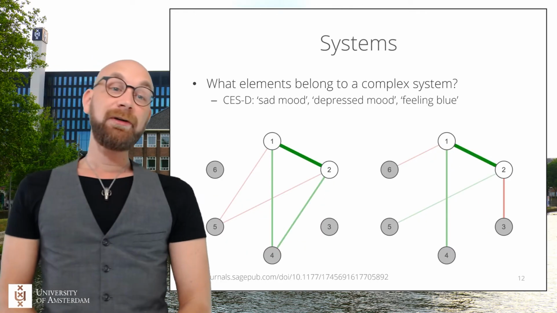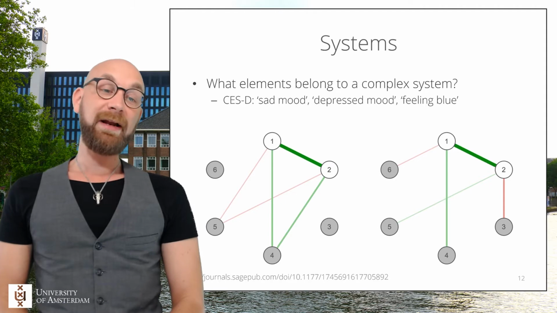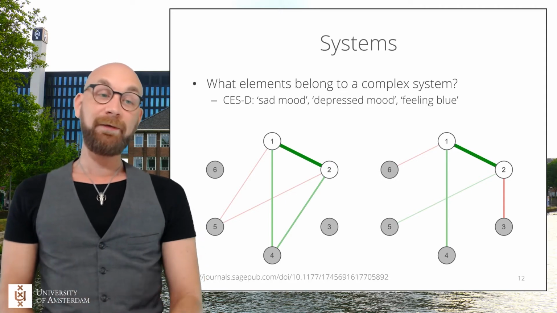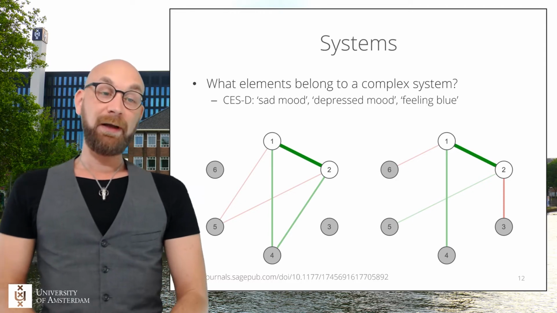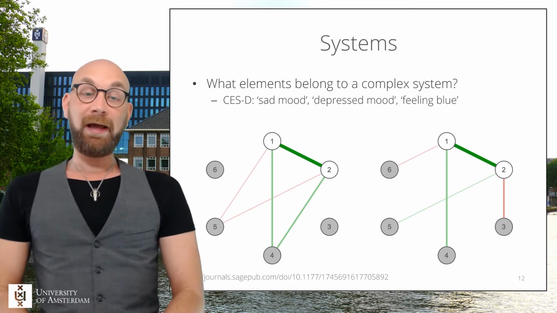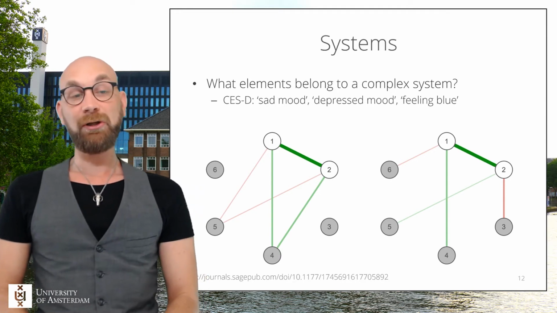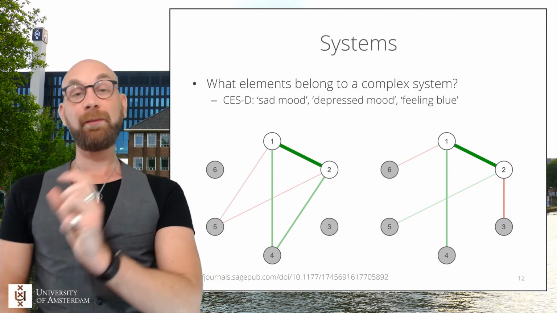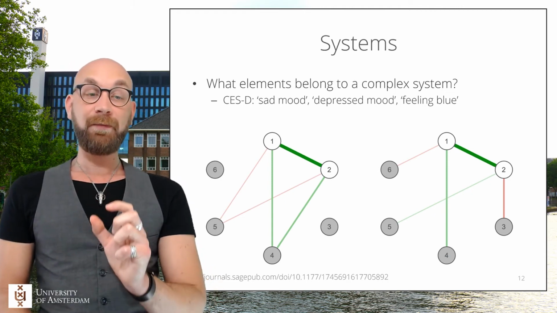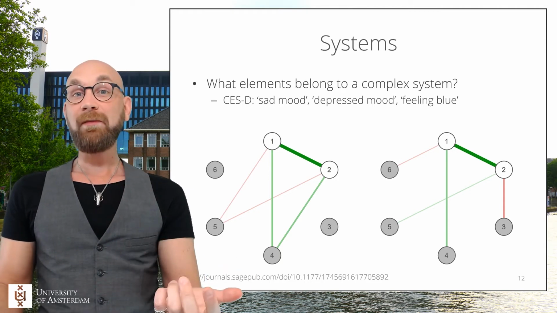A related question to what elements belong to a complex system. Here you can see a number of items in two scenarios. In the first scenario, items 1 and 2 are highly related with each other. In the second as well. And this pertains to the question of topological overlap. So the idea here is that two items can be highly correlated for two separate reasons. The first reason is that the overlap comes from the fact that they're the same thing.